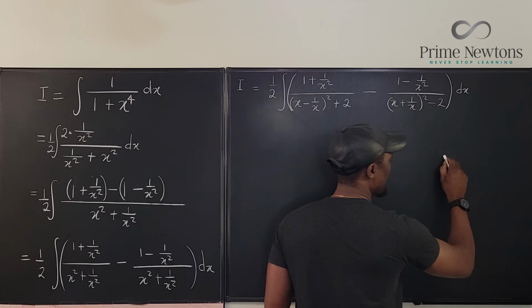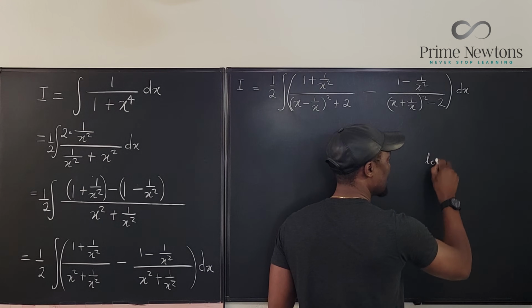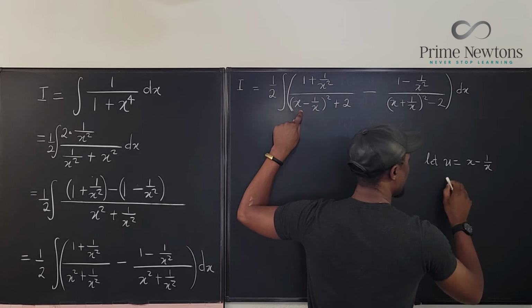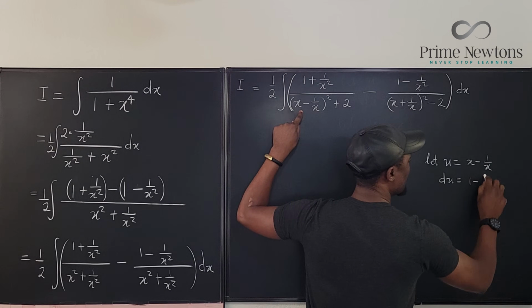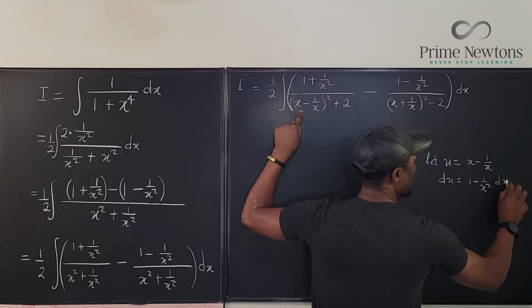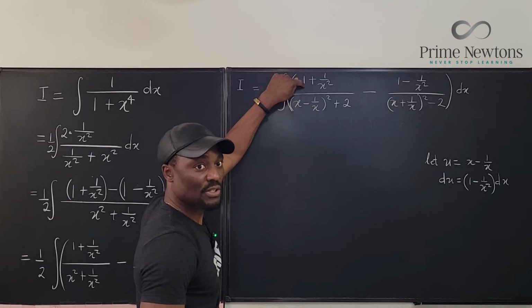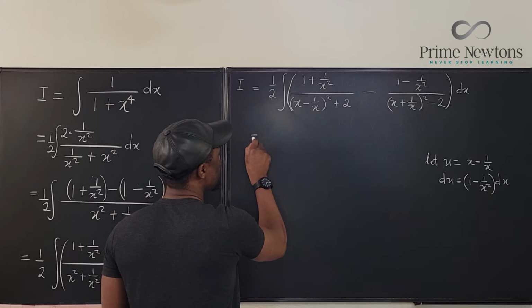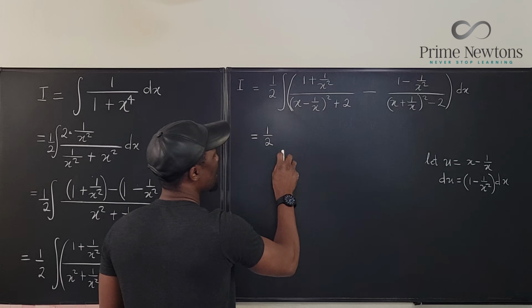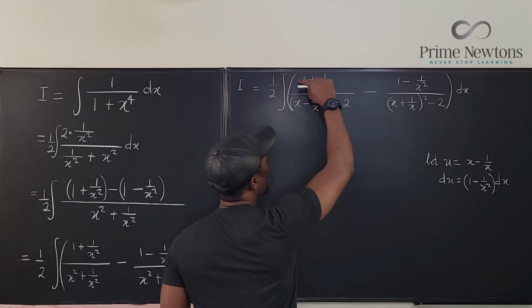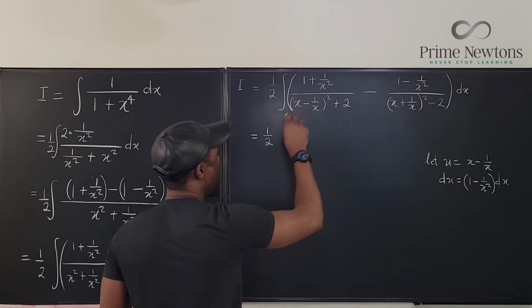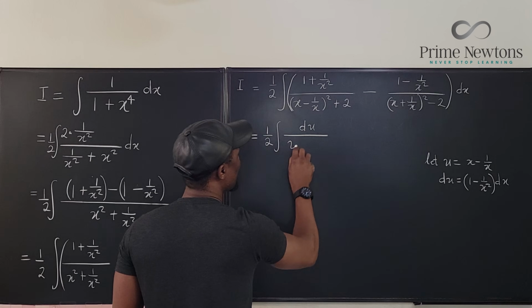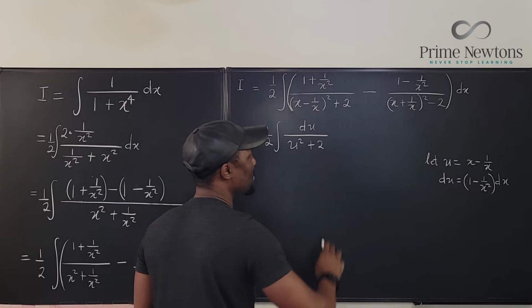Let's do it in the corner here. So let's say I already did it. Let u be this first guy, x minus 1 over x. So du will be 1 minus 1 over x squared dx, which is what's on top here. If we make this substitution, guess what? We're going to have 1 over 2 times, because du is all of what is on top, dx, the integral of du over u squared plus 2.